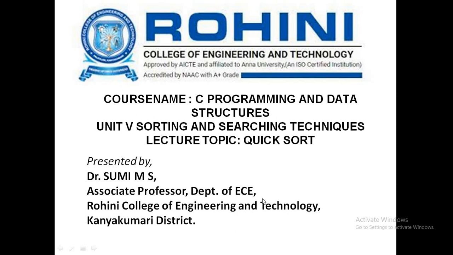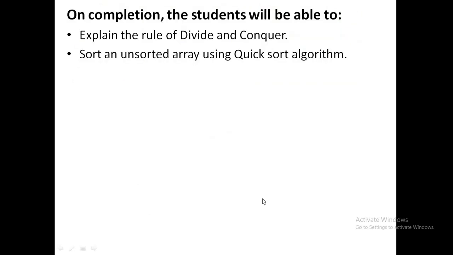Sumi MS. The name of the course is C Programming and Data Structures, and the lecture topic is Quick Sort from Unit 5 Sorting and Searching Techniques. On completion, the students will be able to explain the rule of divide and conquer method and also sort an unsorted array using quick sort algorithm.